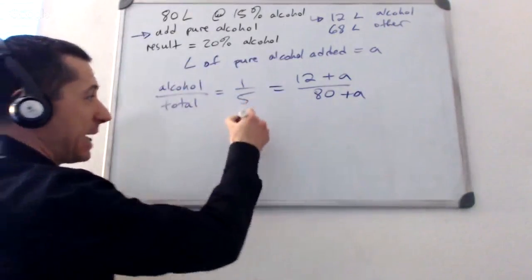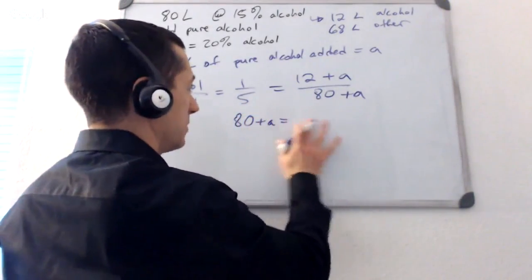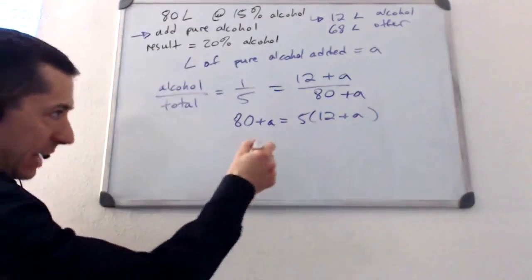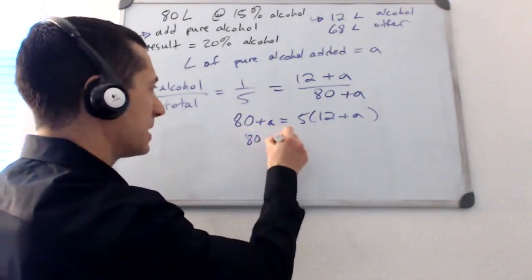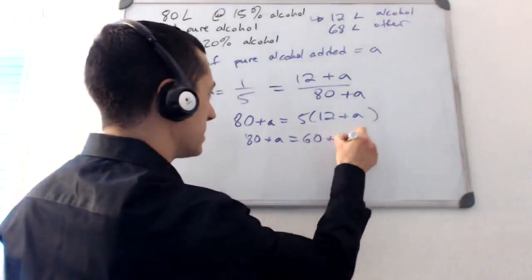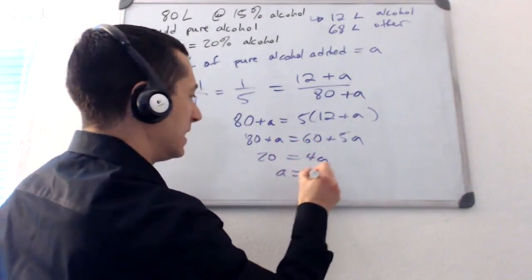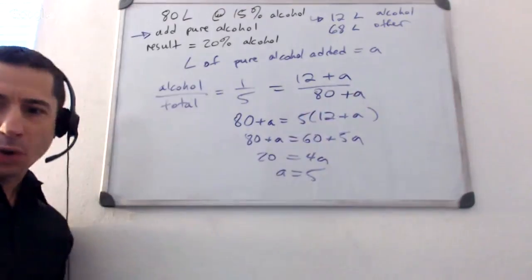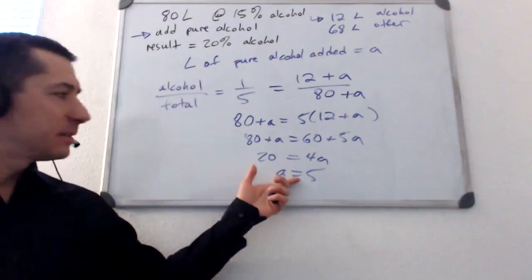Now you can rearrange things. 5 times 12 plus A. Let me actually do this out: 80 plus A equals 60 plus 5A, so 20 equals 4A. A is going to get you 5. If you don't include that A right there, you're going to get 4. So you'll get 4 as your answer and not 5.